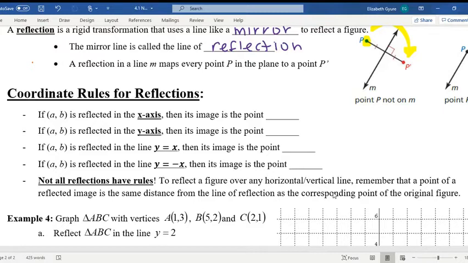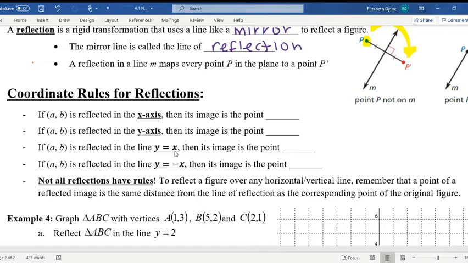Honestly, a lot of reflections you can almost just count, right? If you're just flipping something over a vertical or a horizontal line, you can count it out. It's very easy to do. But what do you do if you have a slanted line, something with some kind of a slope? That's when it gets a little trickier.